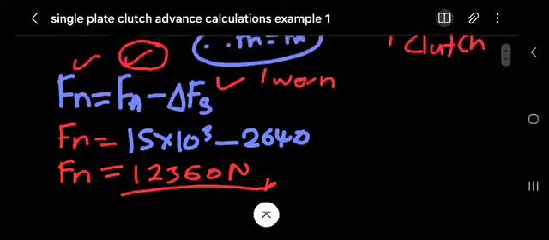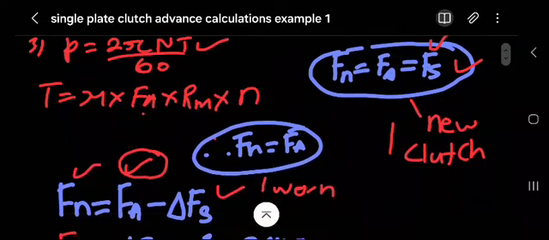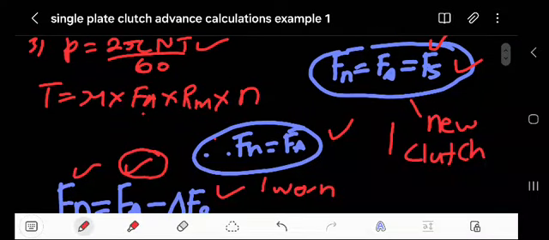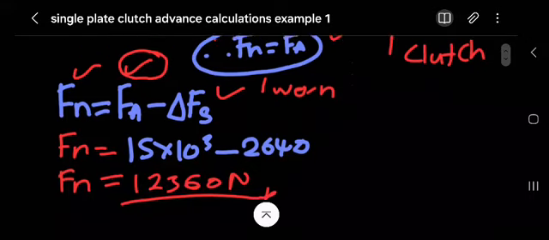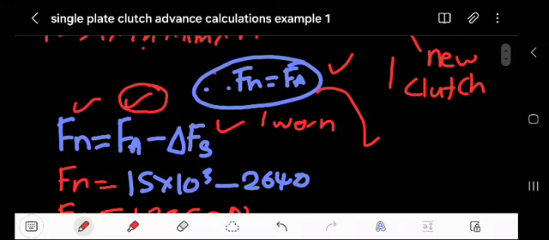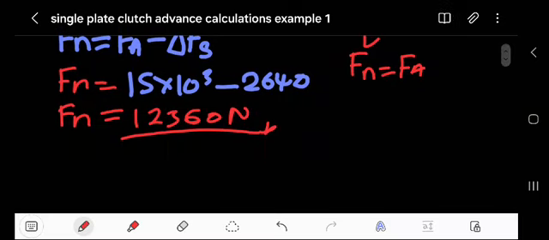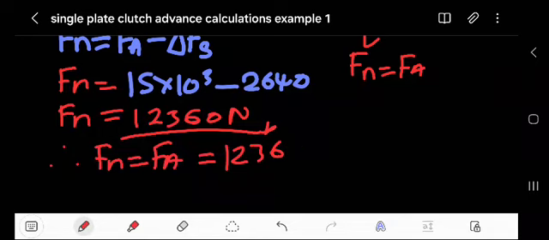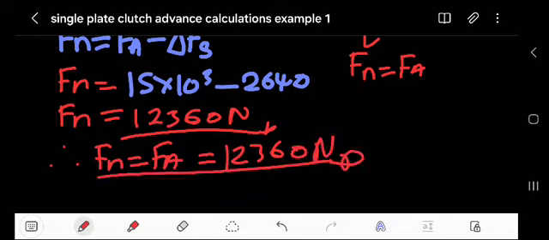I've said that if it is a 1, Fn is equal to axial force. Here I've explained that if you are dealing with a 1, normal force is equal to Fa. Therefore Fn is equal to Fa, whereby all this is equal to 236 Newton. So these things are the same, and we have Fa now.